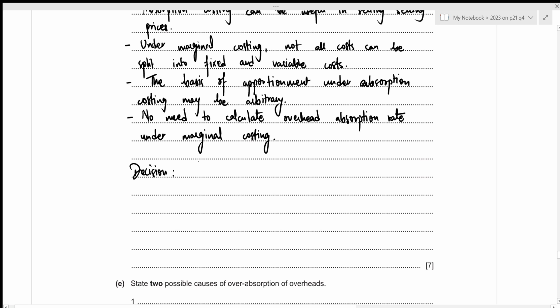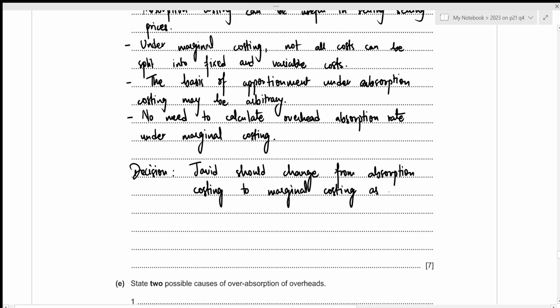So the decision would be that Javed should change from absorption costing to marginal costing as marginal costing is more suitable for businesses that make a single product.